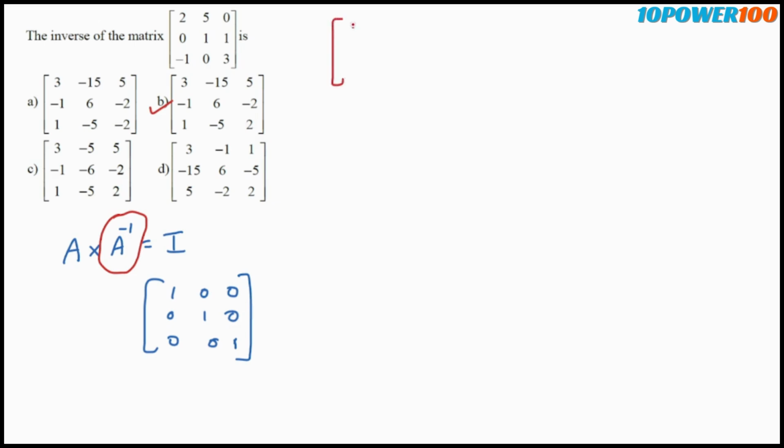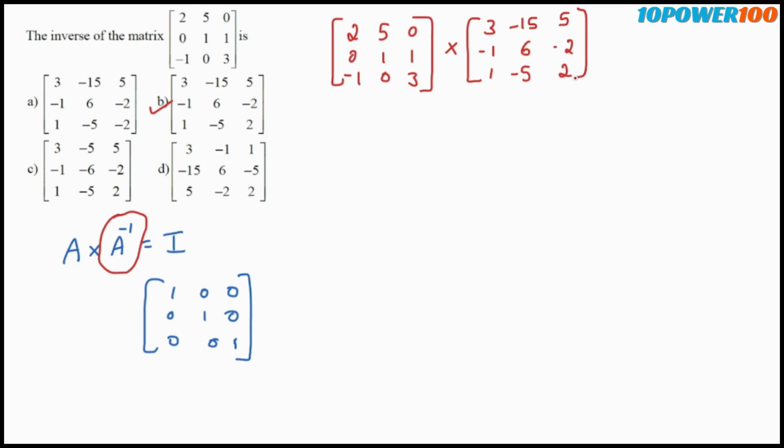I'll take the given matrix: 2 5 0, 0 1 1 and minus 1 0 3. And I know this answer correctly here, that's the reason I'm taking it directly: 3, minus 15, 5, minus 1, 6, minus 2, 1, minus 5 and 2. Okay, let's see what we get.